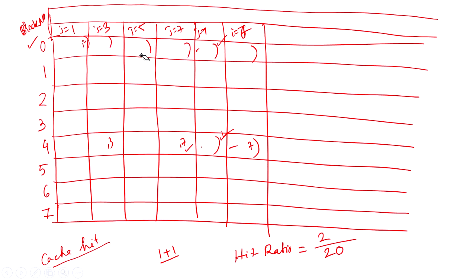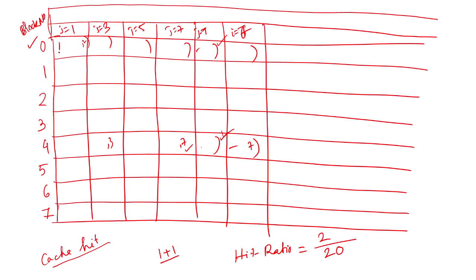And then what is associative mapping? In case of associative mapping, we can keep the data in any location, meaning any block, because it will come as a block, and each block is having only one word. So we can keep it in any block. Okay, so the first content was A00. So where do you keep it? You can keep it anywhere from 0 to 7.